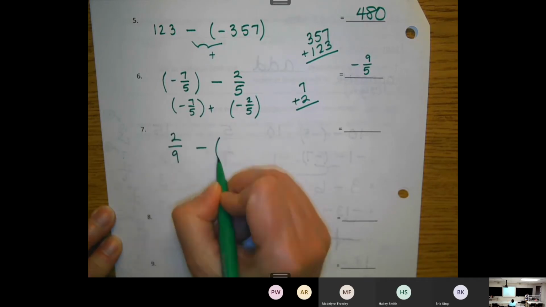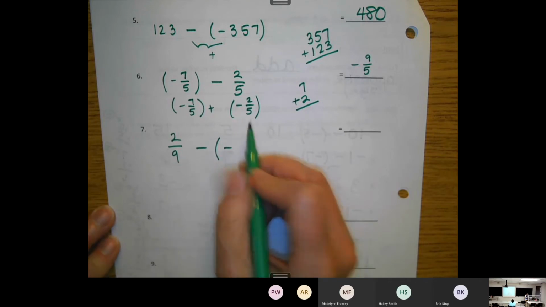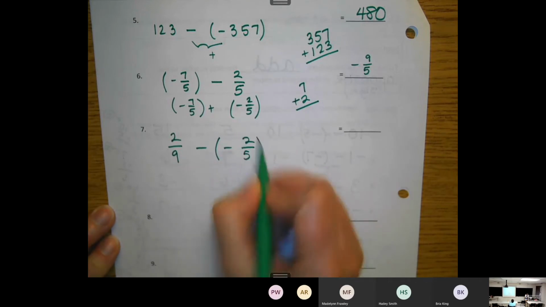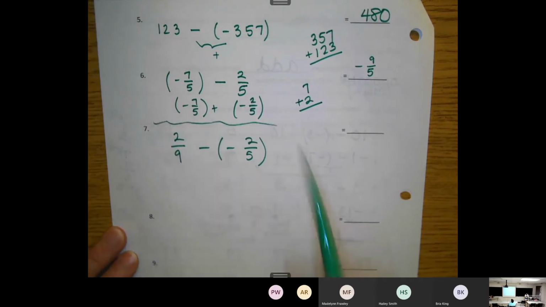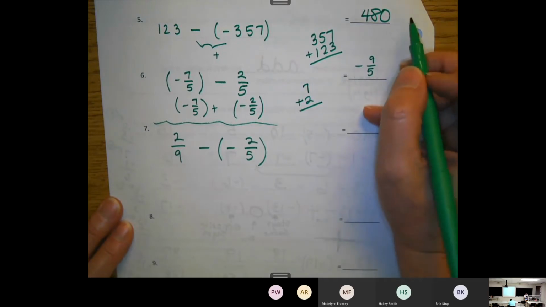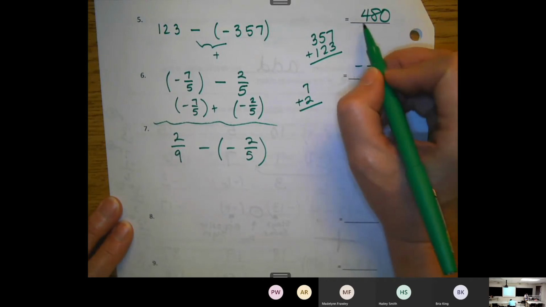So we said with or without a common denominator. How about we try this one? Without a common denominator. 2 9ths minus negative 5 9ths. Oops, I said it wrong. 2 9ths minus negative 2 5ths.